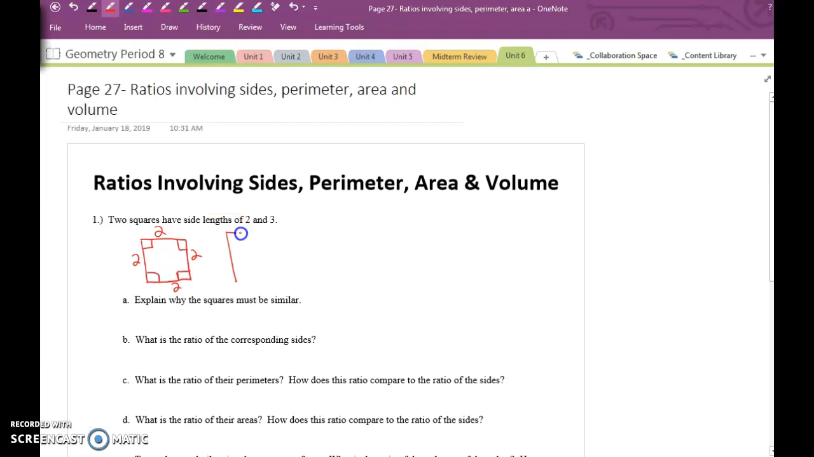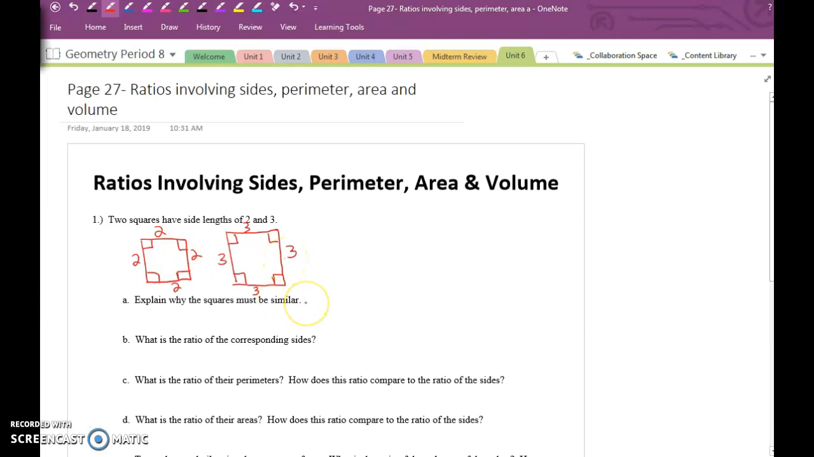The other one is just a little bit bigger, having side lengths of 3. And again, the angles are all 90 degrees. So are those two squares similar? And if so, why are they similar? Well, one of the characteristics of being similar is that all corresponding angles are congruent. And in this case, because all right angles are congruent, we have actually all the angles being congruent. And then the ratio of the sides is going to be 2 to 3 from each side of a smaller square to the larger one.